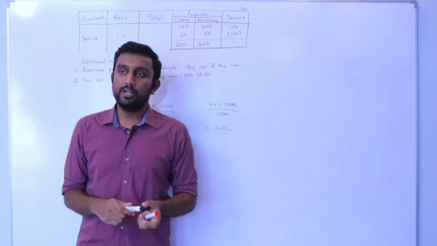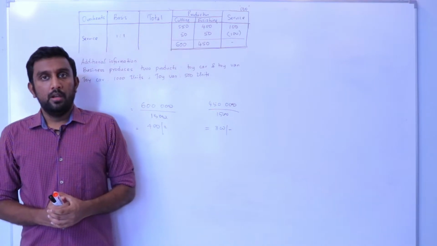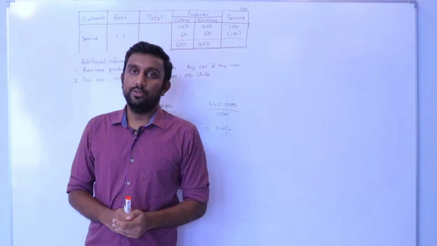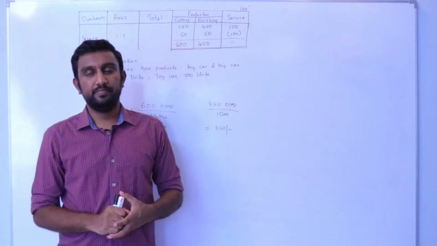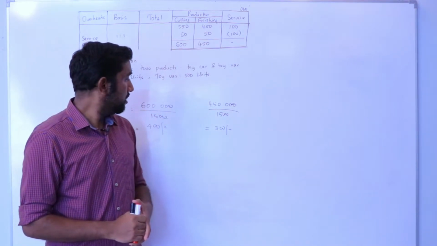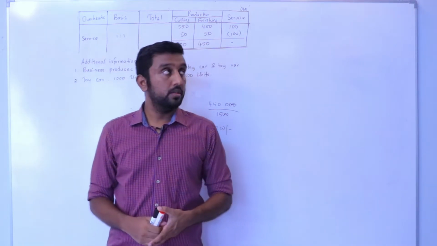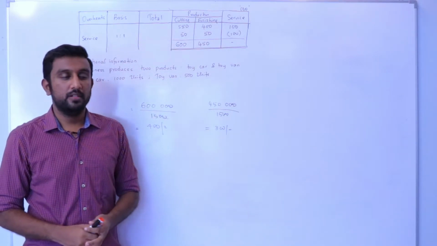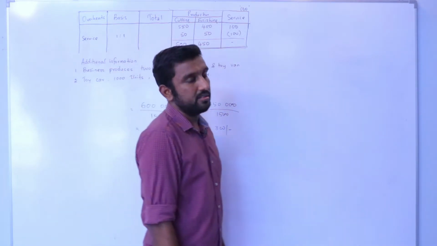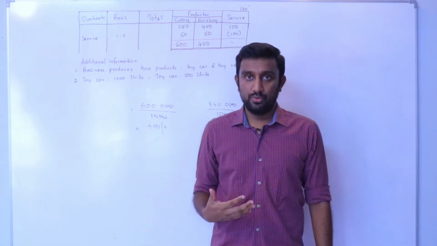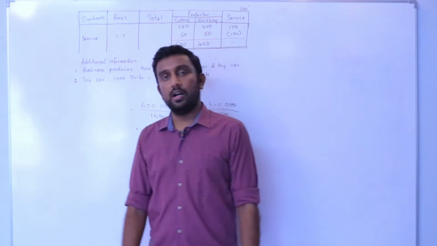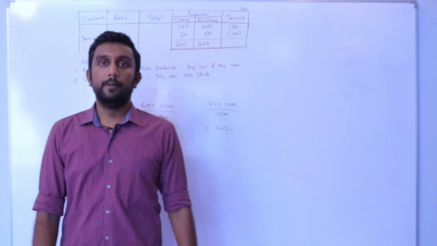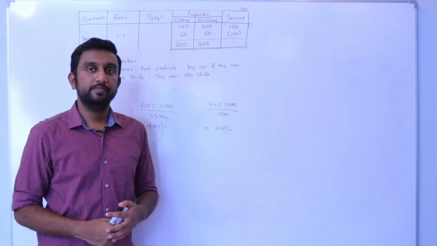So now, what does 400 and 300 mean? 400 is the unit cost, meaning the unit fixed production overheads. 300 is the unit fixed production overheads for the finishing department. Now tell me, what is the issue in this? What is the issue if we are finding the answer using this method?